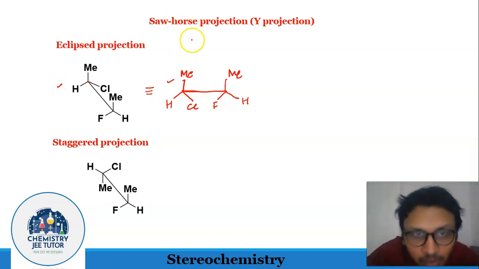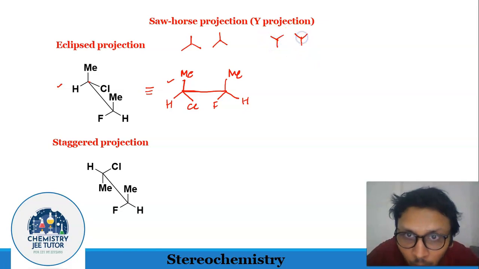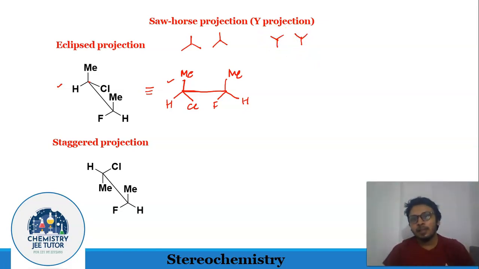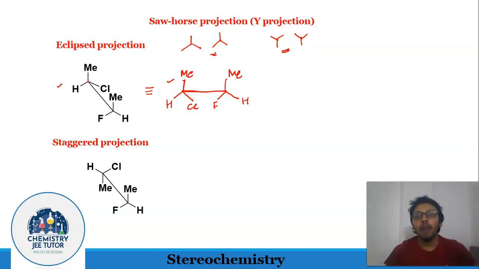See, this resembles two Y's pointing downwards. Or it can be represented like this, where the Y's are pointing upwards. See why it is called a Y projection, because both the carbon centers with respect to which we are drawing the conformational isomers, they are in the shape of a Y. So that is why a Sawhorse projection is often called a Y projection. Whenever you see a projection which has a Y shape like this or like this or like this, it is always called a Sawhorse projection. See, this is a Sawhorse projection, two Y's, one Y, this is another Y.